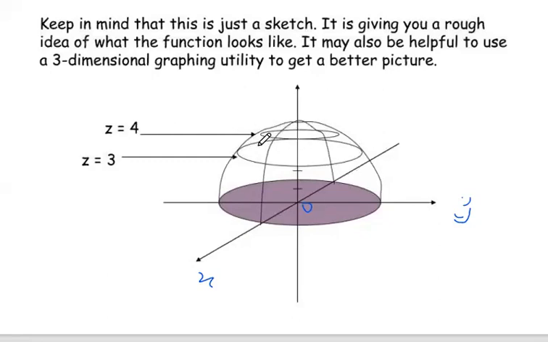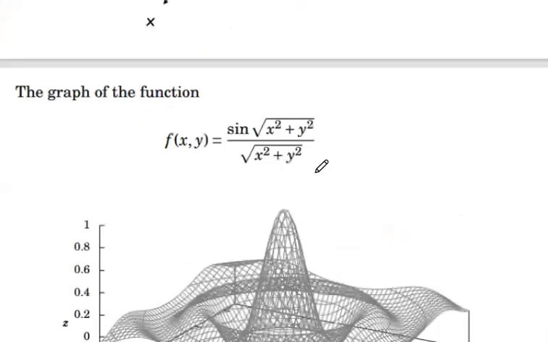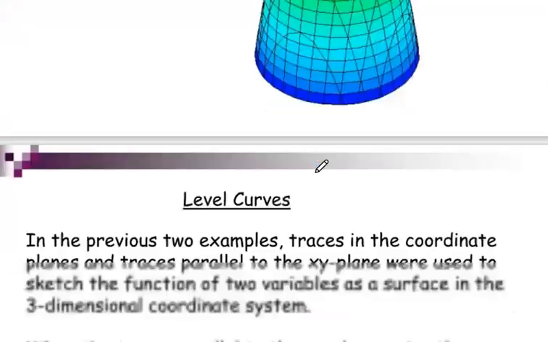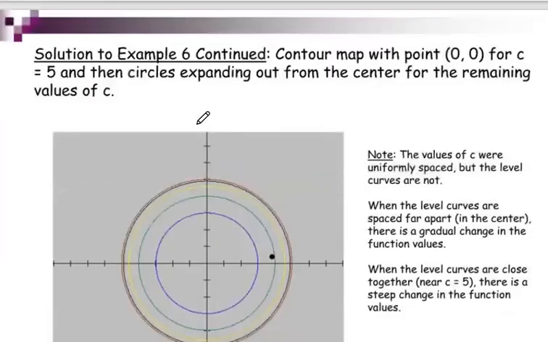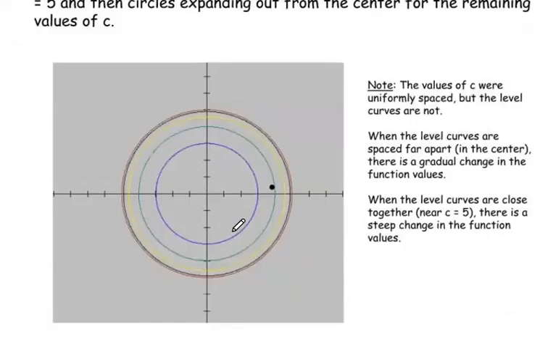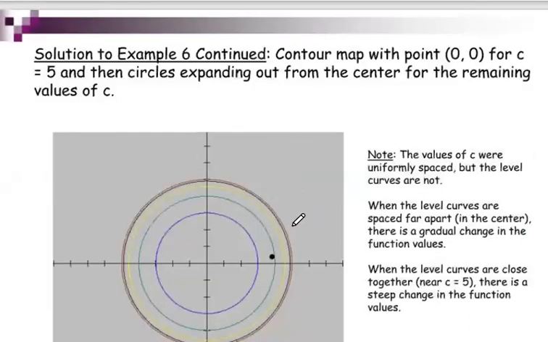You select different heights, and then you slice off the surface parallel to the OXY plane. Then you get a set of circles, and you can draw those circles on the XY plane. If you change the height, you get different circles. This is called the contour map.